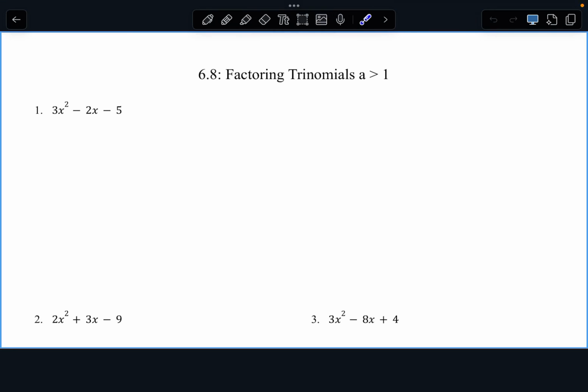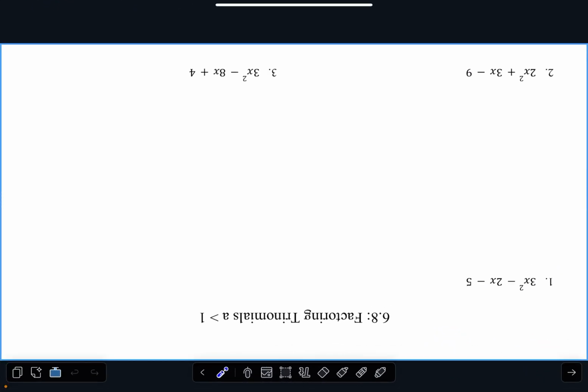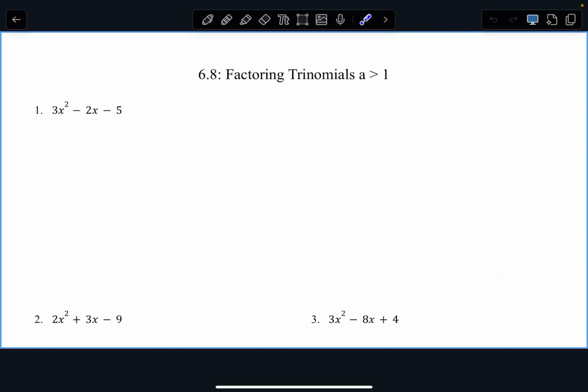So today we're doing section 6.8, which is factoring trinomials when there's a number in front of the squared term. So previously we used to look for two numbers that added to get the middle piece and multiplied to get the last piece. We have to do a little bit more work.